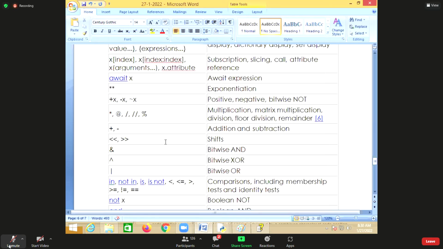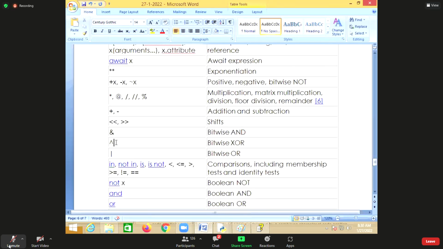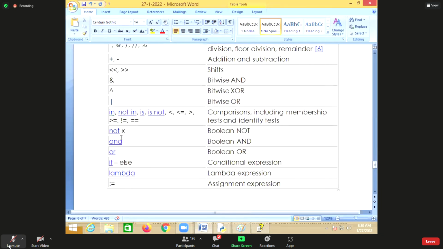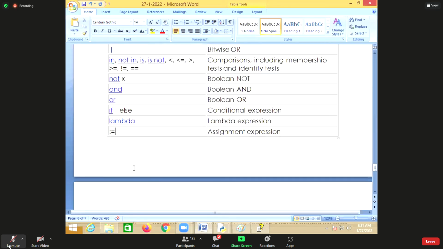And next is plus and minus. Then there are shift operators, the bitwise AND operator, the exclusive OR operator, the bitwise OR operator, then in, not in, is, is not, less than, greater than, the not operator, AND operator, OR operator, if and else, then lambda, and the least precedence is the walrus operator, which is called assignment expression. But in the given arithmetic operators, now just see here.